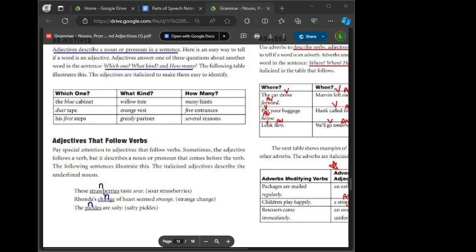Okay, and then these pickles are salty. So if we ask which pickles or what kind of pickles, that's answered by salty pickles. So salty is actually the adjective that's describing the pickles.